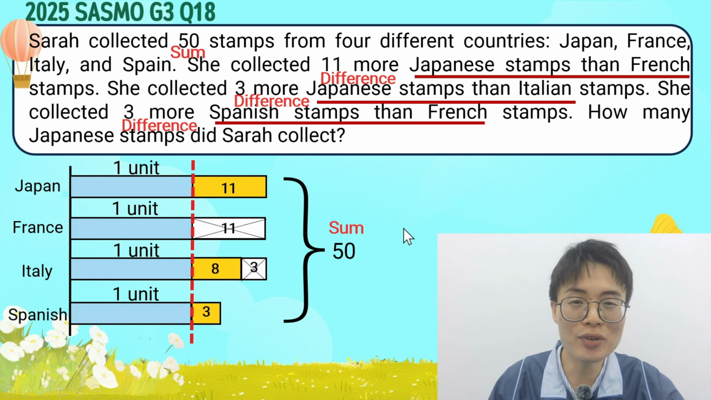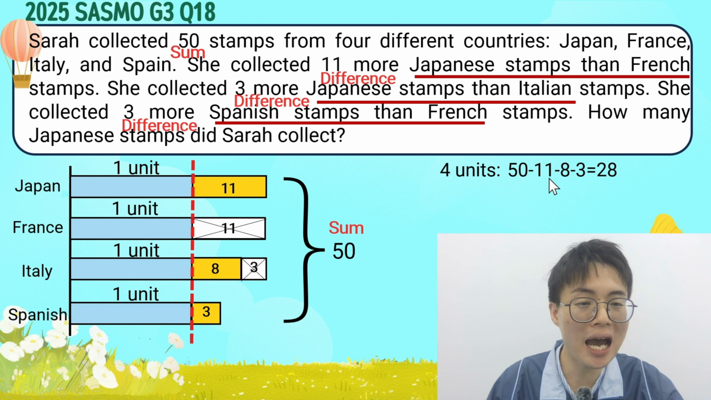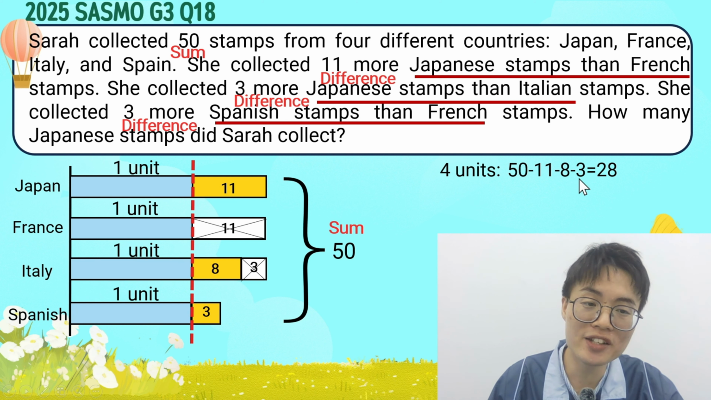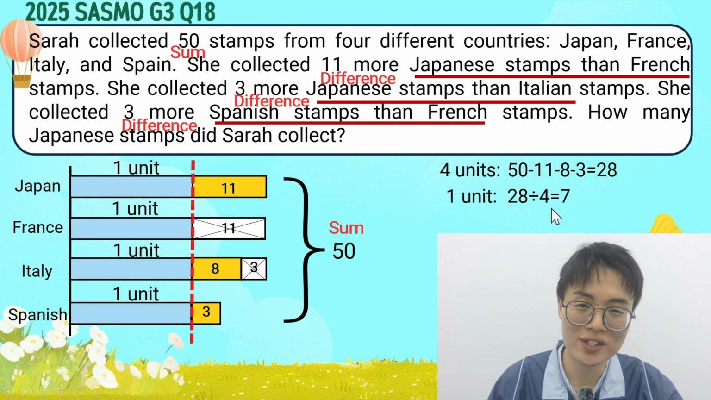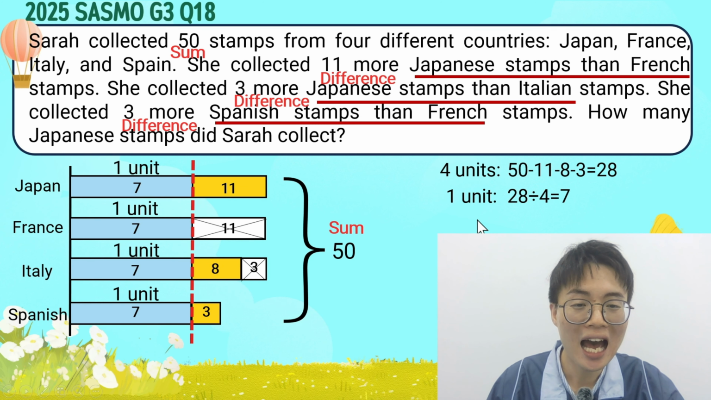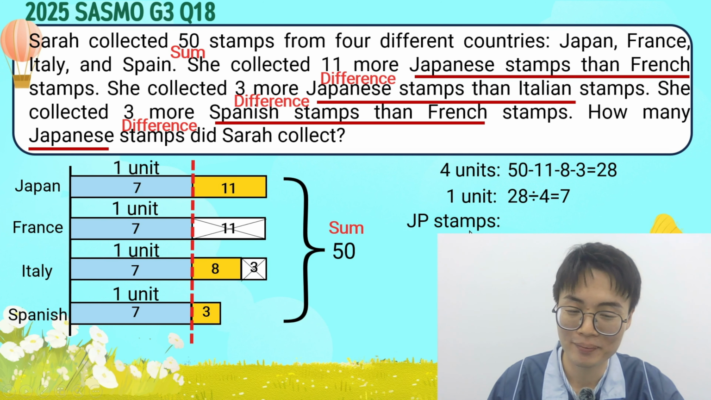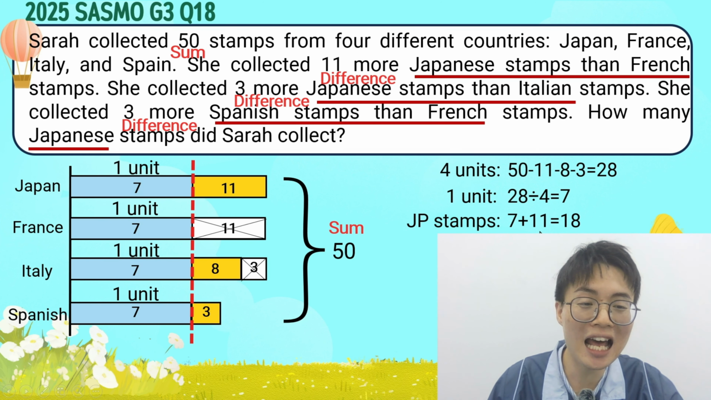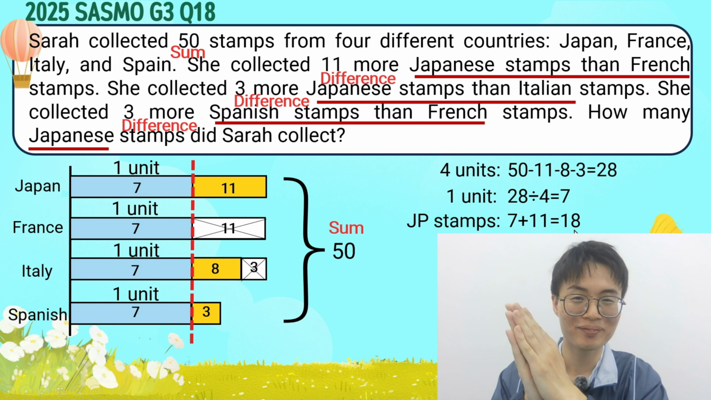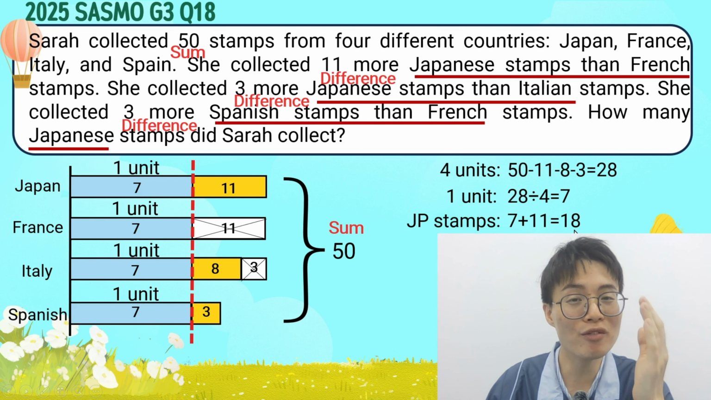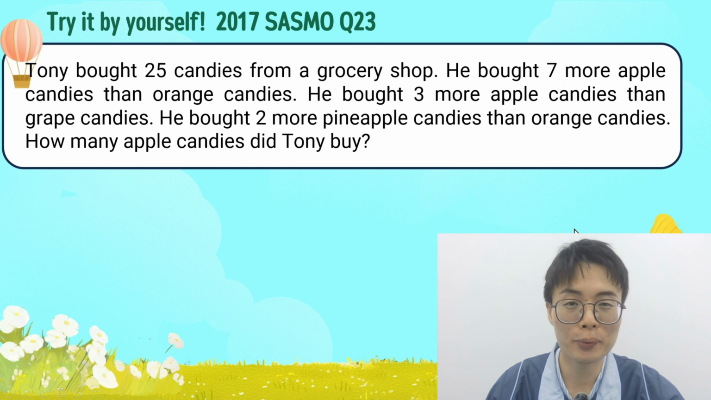So tell me how to get the sum of 4 units. We should use 50 minus 11 minus 8 minus 3, then we can get 28 here. So how to get 1 unit? We should use 28 divided by 4, then we can get 7. So finally, how to get the Japanese stamps? We should use 7 plus 11, and we can get 18 here. Problem solved! Congratulations!